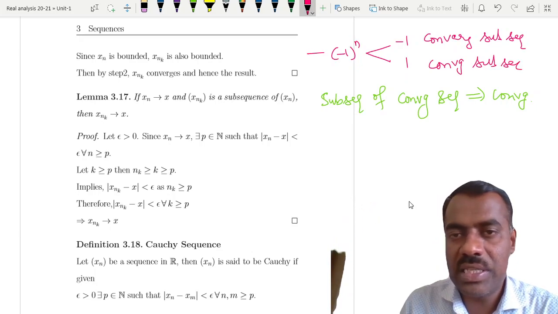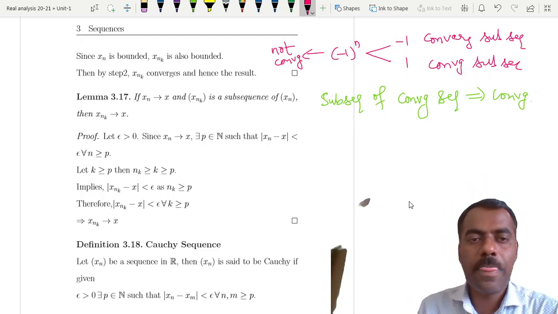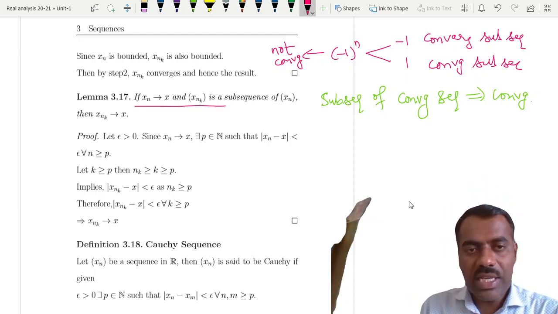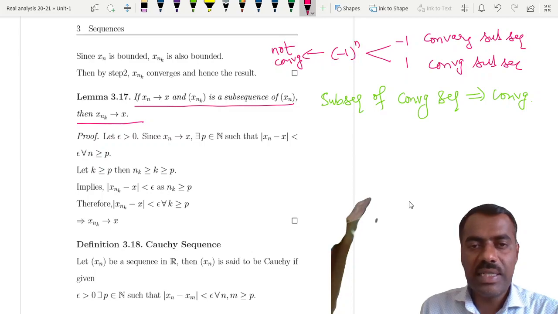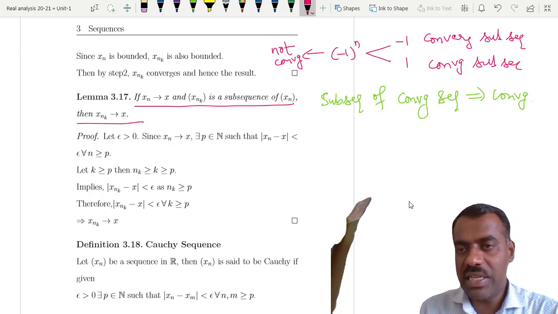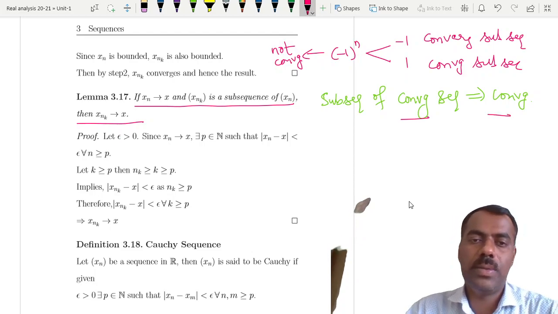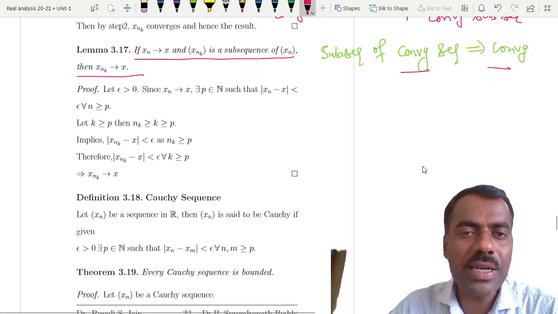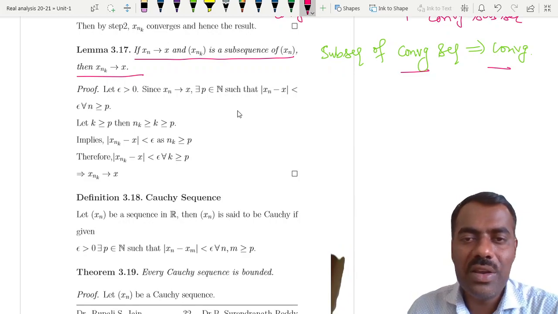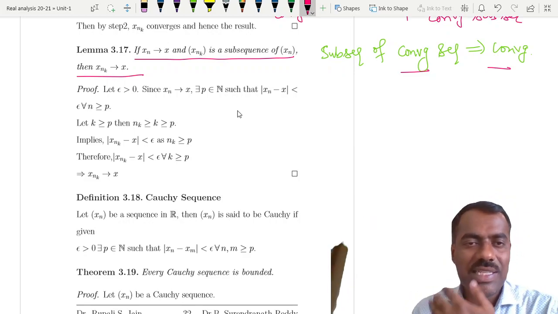But this original sequence is not convergent. What we are talking about here is the other part, which says that if your original sequence is convergent, then the subsequence also converges. The proof is not at all difficult. You can simply go through it. Whatever stage is there, it is very simple.